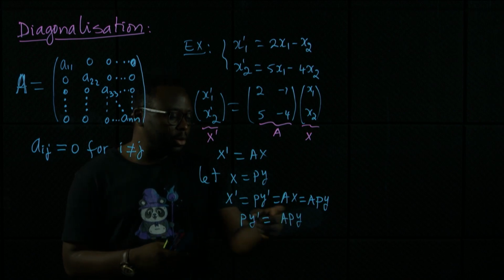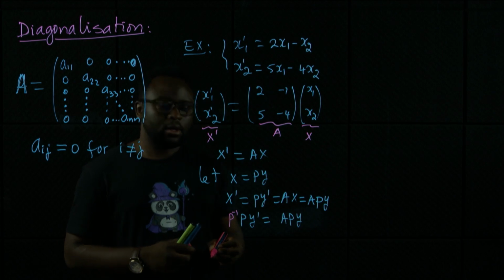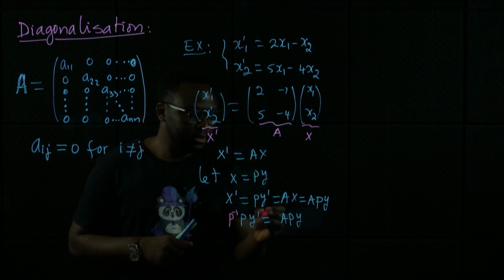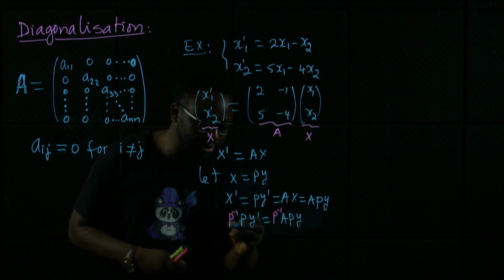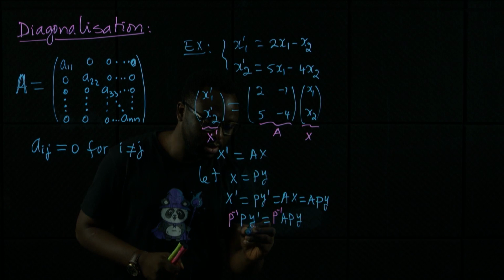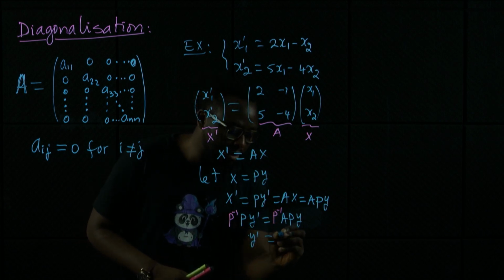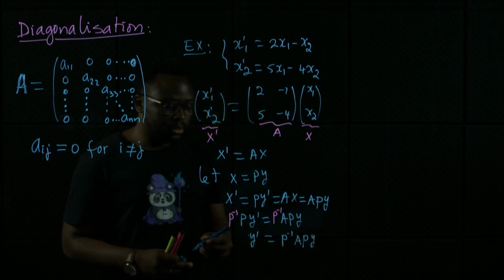Alright, if I multiply this by another matrix, the inverse of P, under the assumption that you can find the inverse of P, then this is P inverse. We know that P times P inverse is the identity matrix. So we remain here with identity times y prime, which is y prime, equal to P inverse times A times P times y. This is what we have.